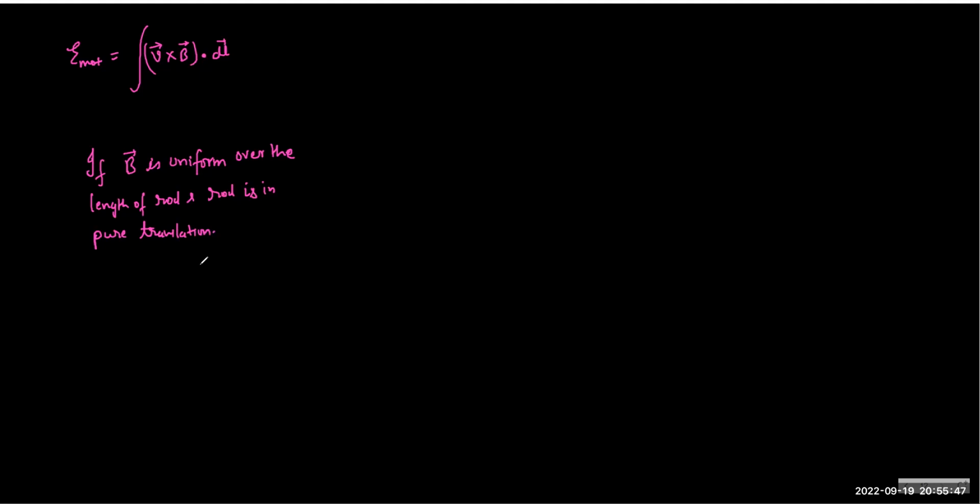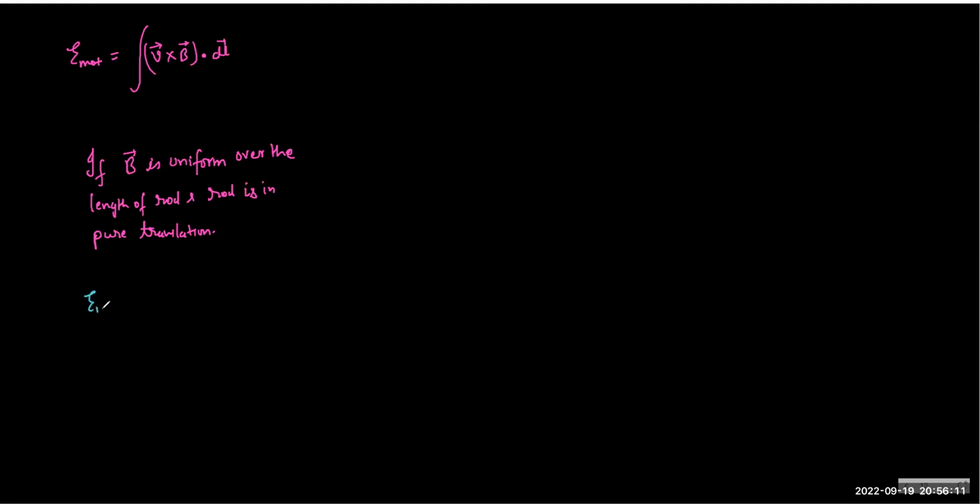Now, what do you mean by pure translation? It's 1, 2, 3. The V is same for all points, right? Yes. Because if it is in rotation, then V cannot be same. So every point will have different V, isn't it? Yes. So we'll see that situation also separately.